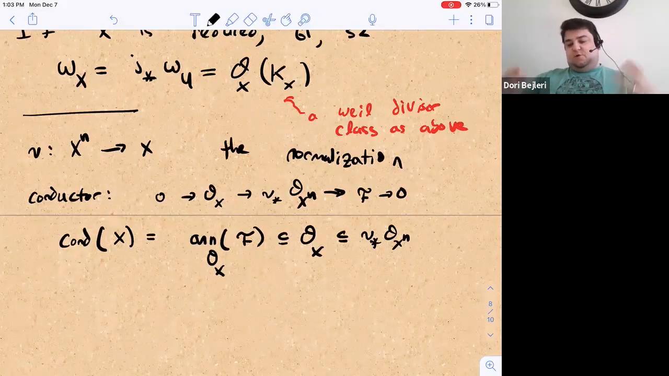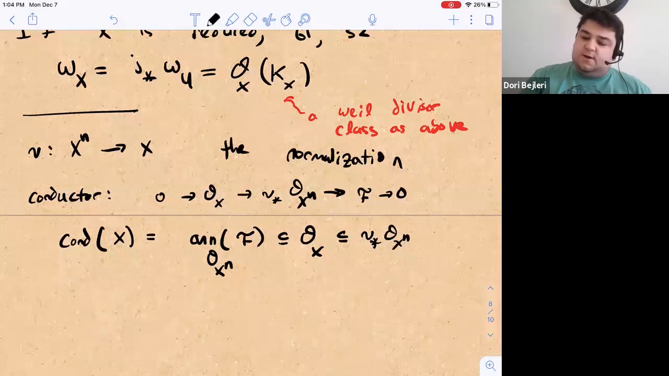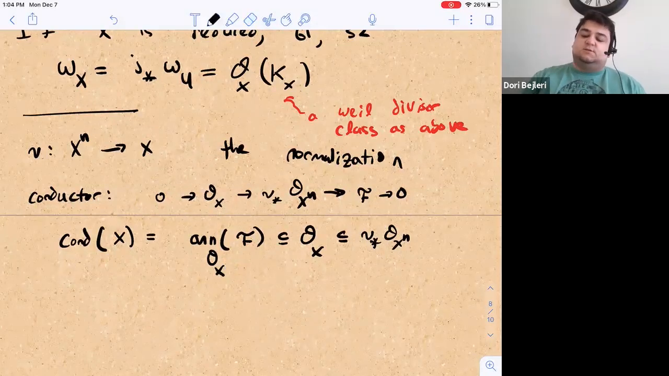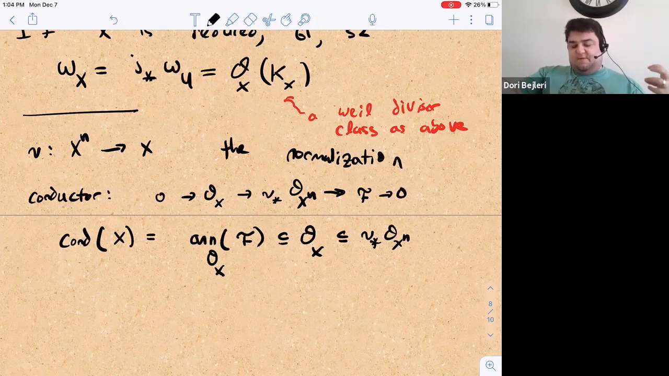And if you work locally, you can think of it as the functions on OX, sorry, it's the functions in OX so that when you multiply a function on OXN by these, you always get back to OX. Of course, OXN is a module over OX.